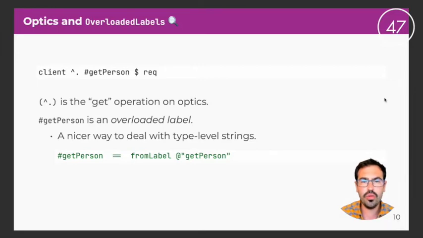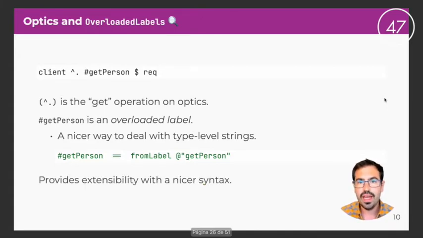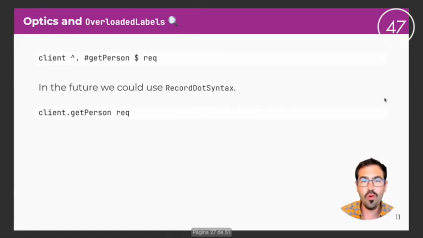And the fact that there are no strings gives the feeling that there is some check being done by the compiler, not just passing a random string. So what we have here is extensibility with a nicer syntax than type applications. In fact, we hope in the future to rework this once the record dot syntax extension comes into GHC, and then we can actually write client.getPerson, because things after the dot are going to be extensible in a very similar way to what overloaded labels is.